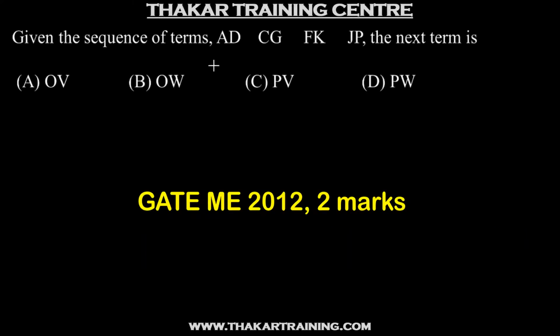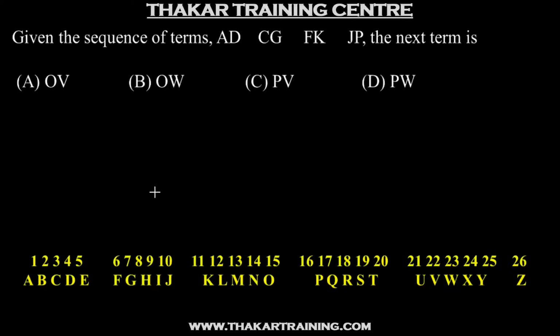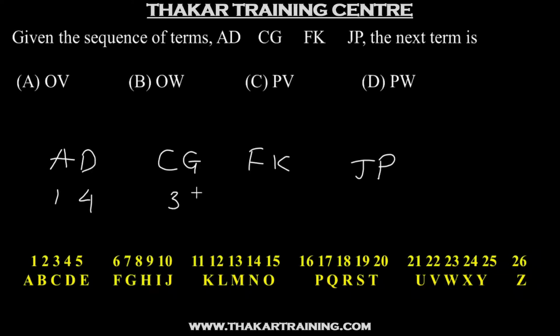Given the sequence of terms AD, CG, FK, JP, the next term is. So these are the alphabets and their positions. The terms given to us are AD, CG, FK, and JP. So if you look at the positions, A is position 1, D is position 4, C is 3, G is 7, F is 6, K is 11, J is 10, and P is 16.